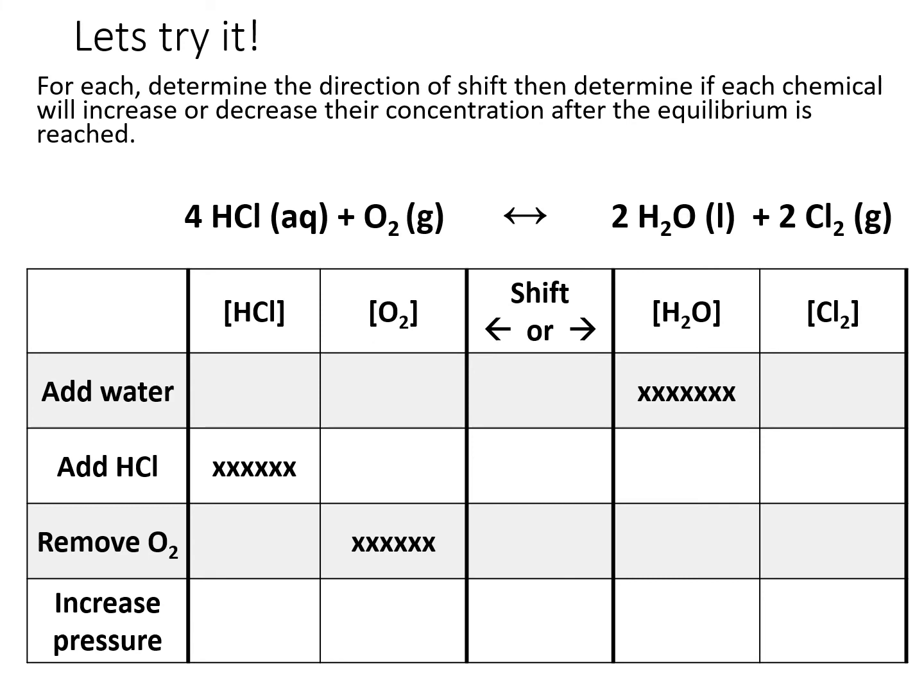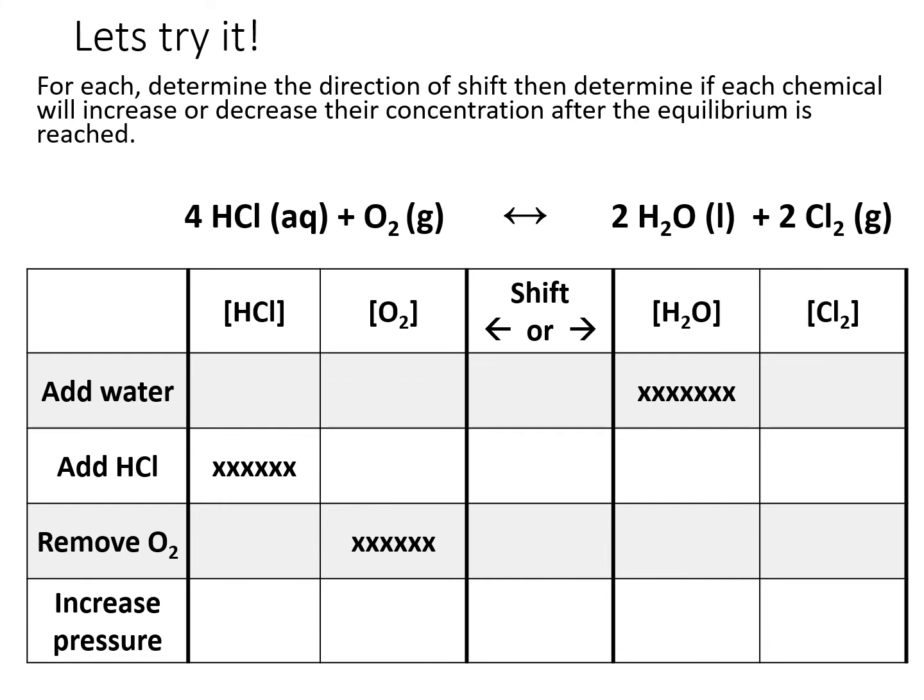So let's try this out a little bit. For each, we're going to determine the direction of the shift. Will it shift left or right, or not at all? And determine if each chemical will increase or decrease their concentration after the equilibrium is reached. Okay. So you'll see some of them are X'd out. That's because that is the chemical that's already being described, so we don't have to analyze that one on top of that. So let's take a look at our first one.